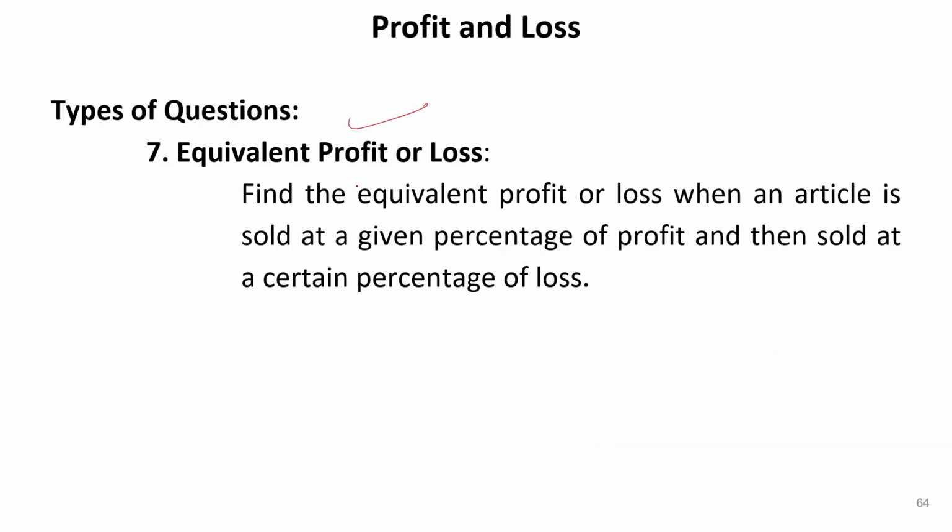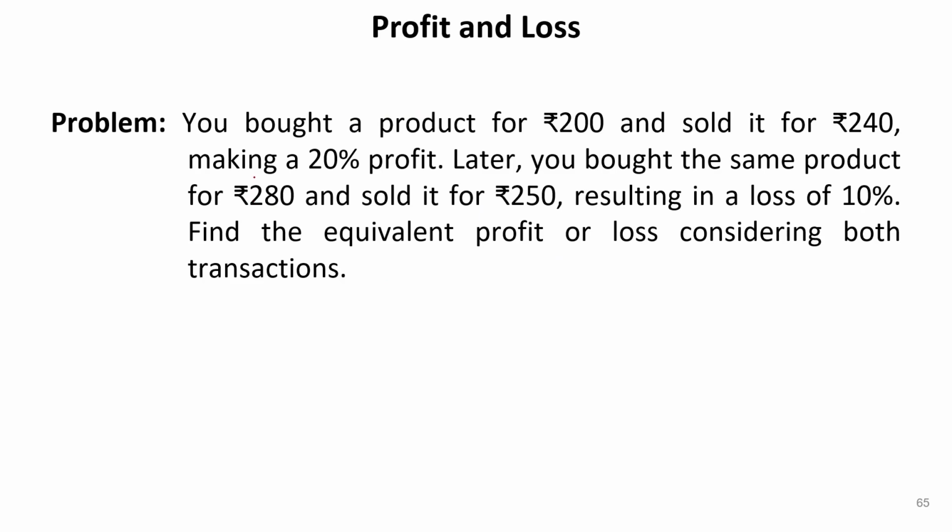So equivalent profit or loss. Find the equivalent profit or loss when an article is sold at a given percentage of profit, then sold at a certain percentage of loss. This is the seventh kind of question. So let's see a problem on this to get a better grasp of it.